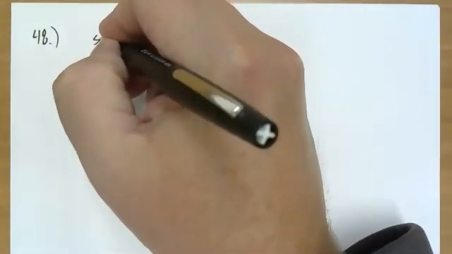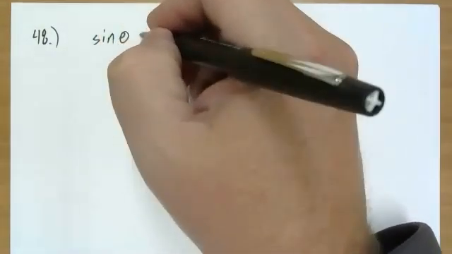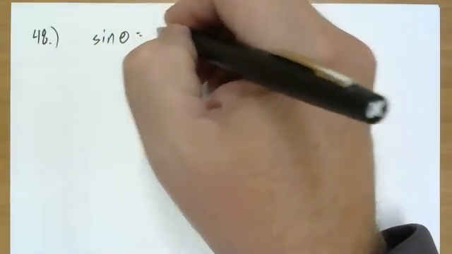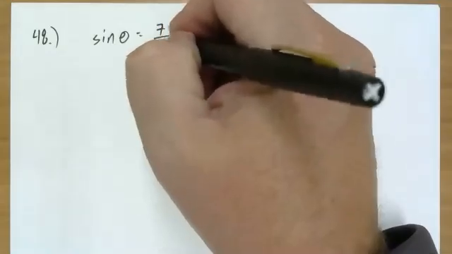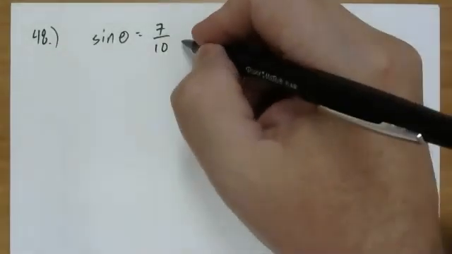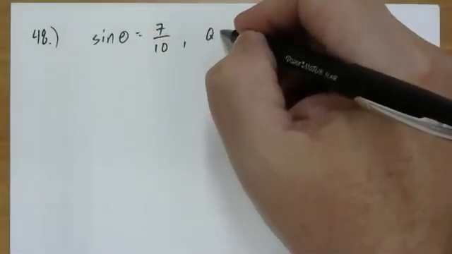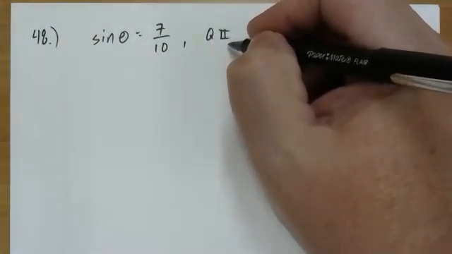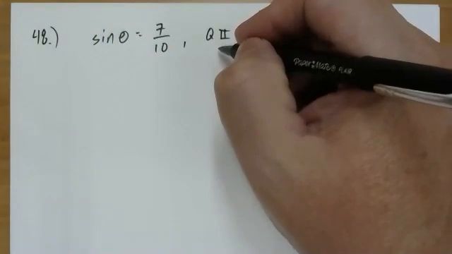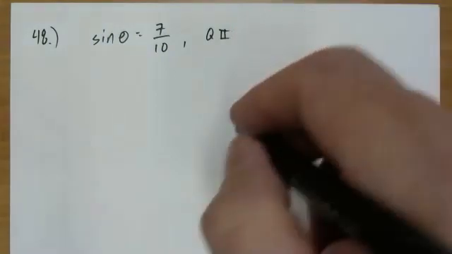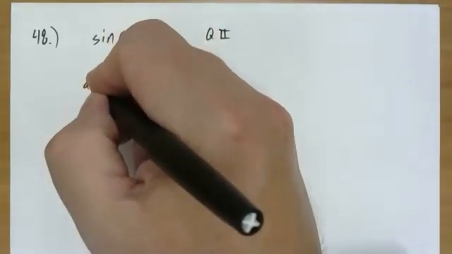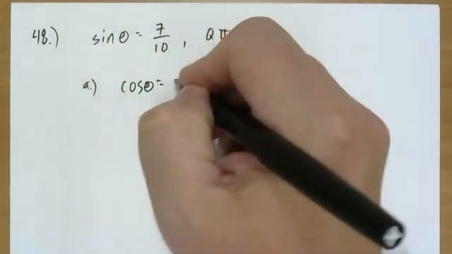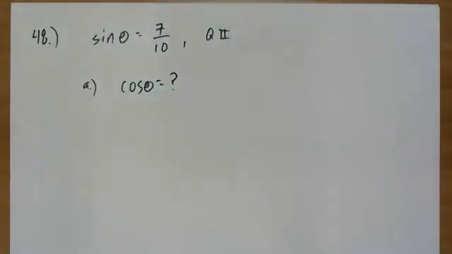For problem 48, they first give us a trig function. It says if the sine of theta equals 7/10, and they tell us the angle theta is in quadrant 2, then find the exact value. They give us 4 parts. The first one, they want us to find the exact value of cosine of theta.